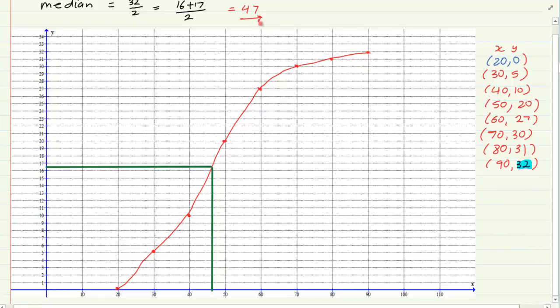If they ask you, what is Q1? Now you know that Q1 is 25%. So 25% of 32 is 8. So you're going to do the same thing. You're going to draw a line on 8 till it touches the graph. Once it touches the graph, you're going to go down and you're going to say, okay, so it looks like my Q1 is 36. So then you can say Q1 is equal to 36.